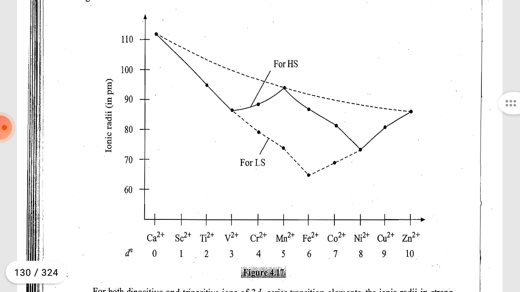Ionic radii is decreasing from calcium, scandium, titanium, vanadium. Then from vanadium, ionic radii is increasing from vanadium, chromium, manganese. Then from manganese, once again, ionic radii is decreasing from manganese, iron, cobalt, nickel. Then from nickel, ionic radii is increasing from nickel, copper, and zinc.